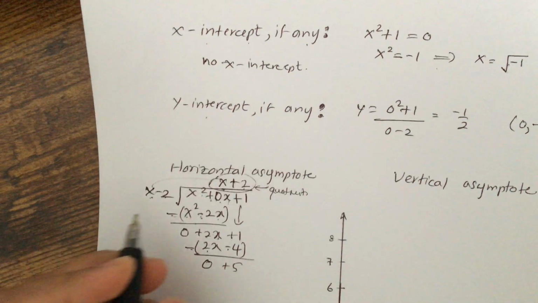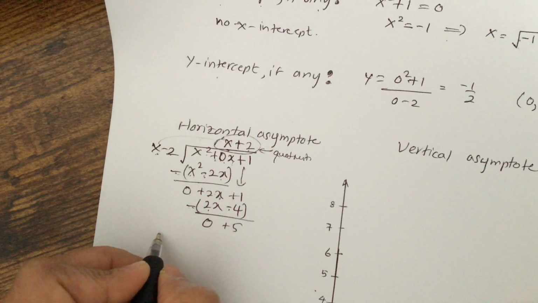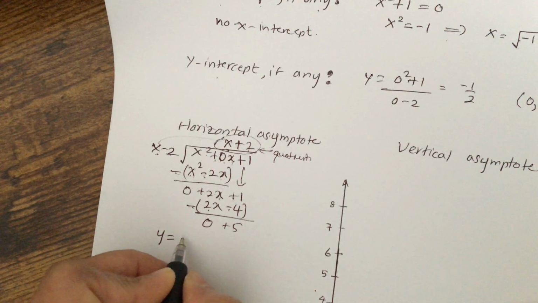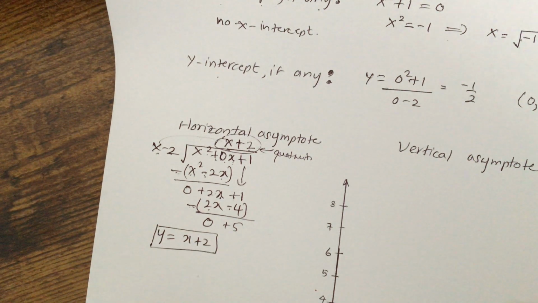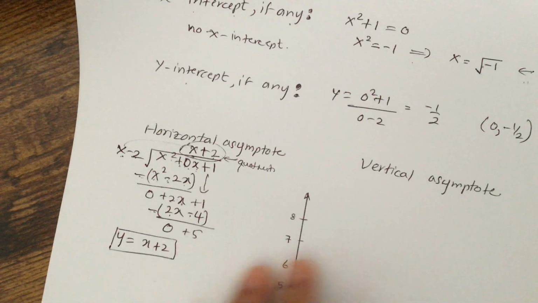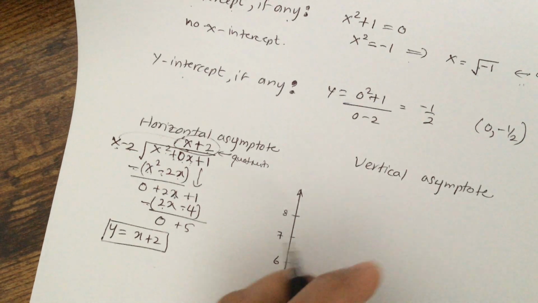So the quotient will be your asymptote in this case. That means y equals x plus 2 is your asymptote. Okay, it's a linear function.